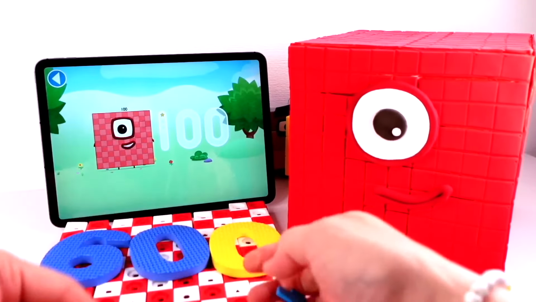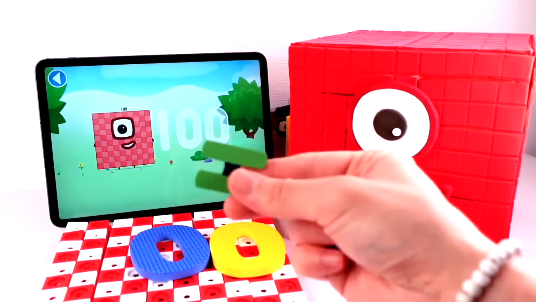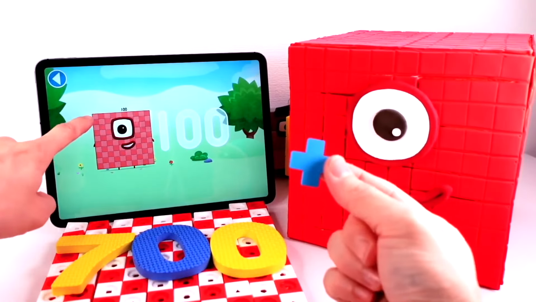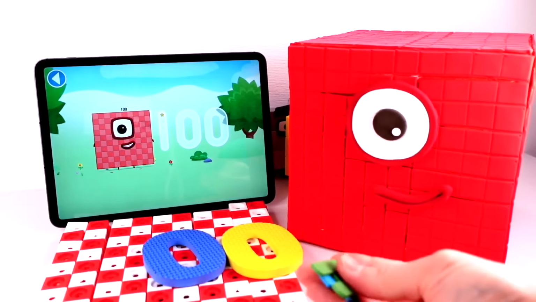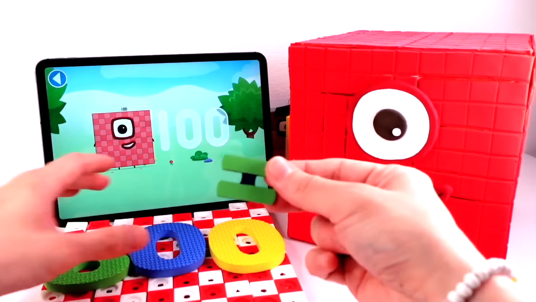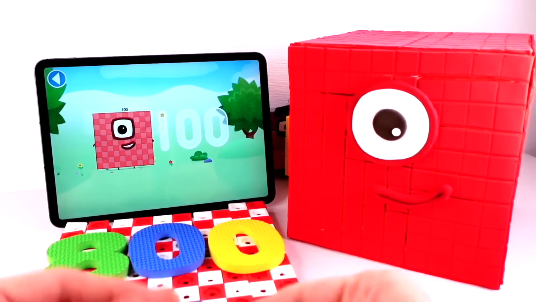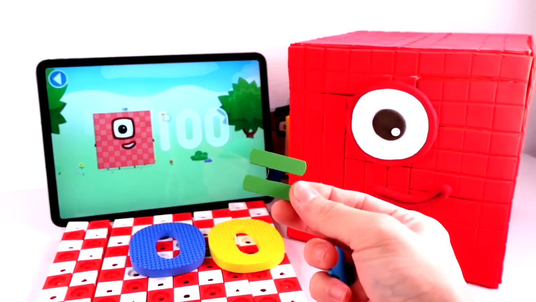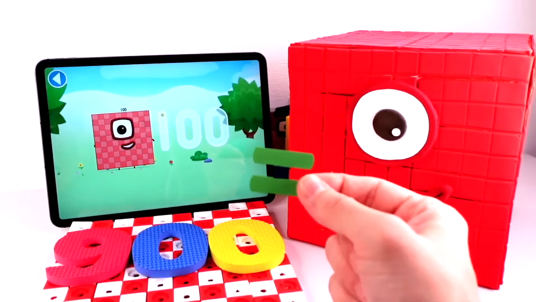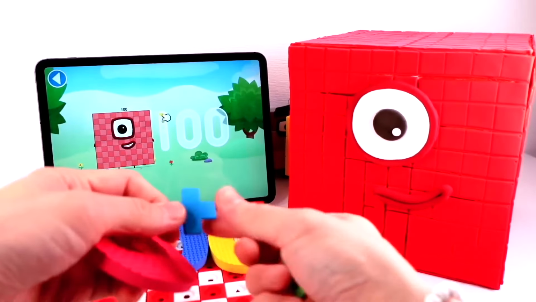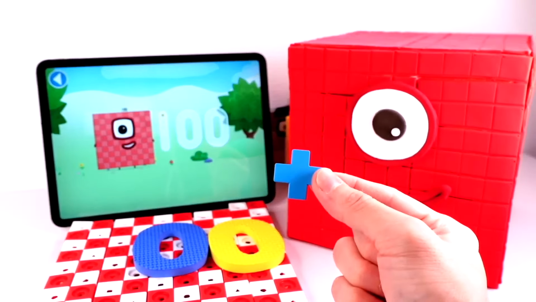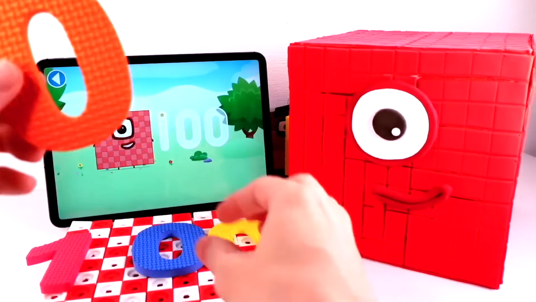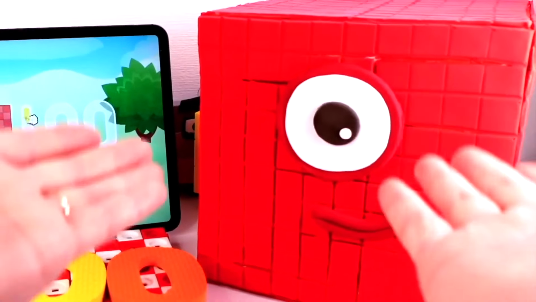600 number blocks plus 100 number blocks equals 700 number blocks. 700 number blocks plus 100 equals 800 number blocks. 800 number blocks plus 100 number blocks equals 900 number blocks. 900 number blocks plus last 100 number blocks and equals 1,000 number block like this.